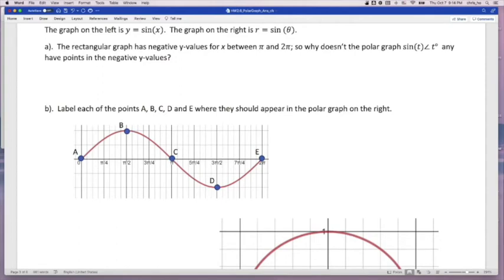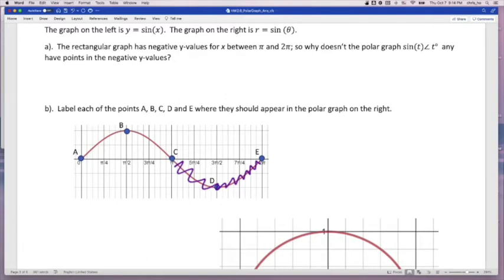Okay, so it says the rectangular graph has negative y values for x between pi and 2 pi, and we can see that, right? The sine function turns negative whenever the angle exceeds pi. Why doesn't the polar graph have points in the negative y values?